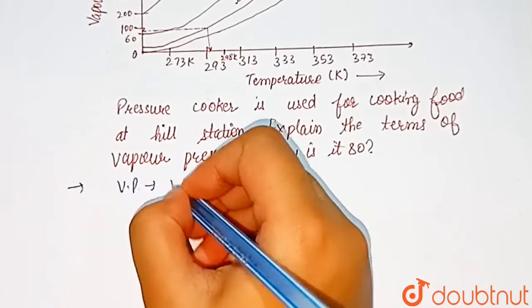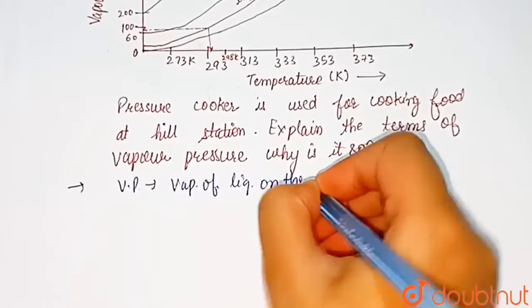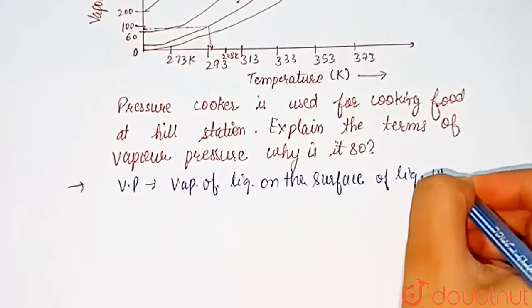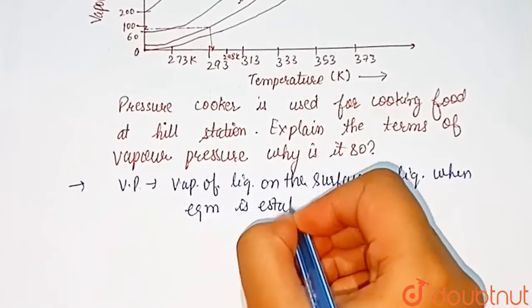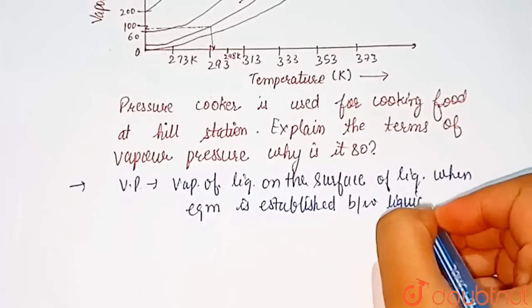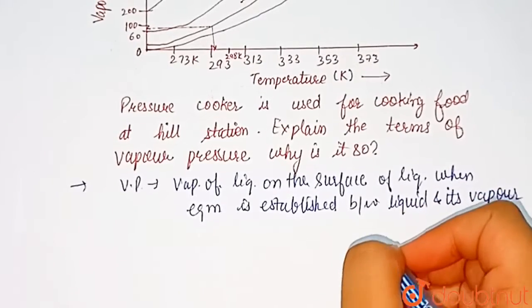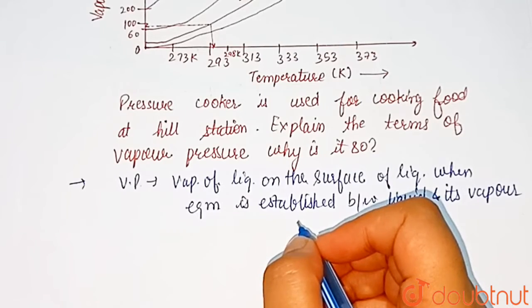The pressure exerted by vapors of a liquid on the surface of the liquid when equilibrium is established between the liquid and its vapor is called vapor pressure. Okay, and what is atmospheric pressure?